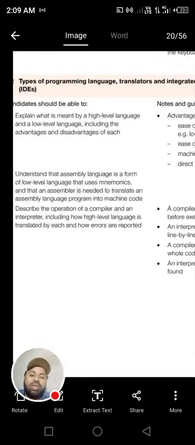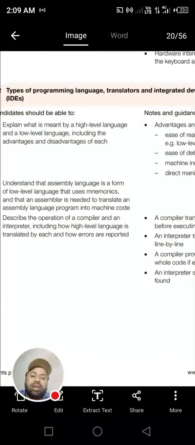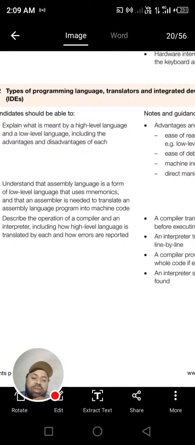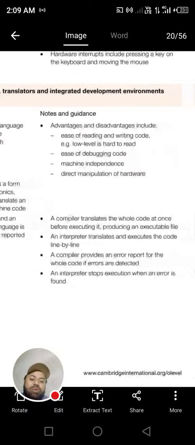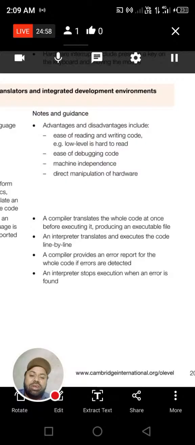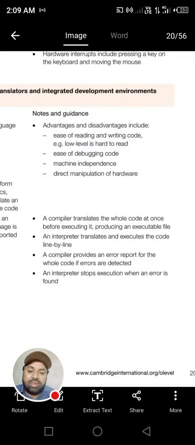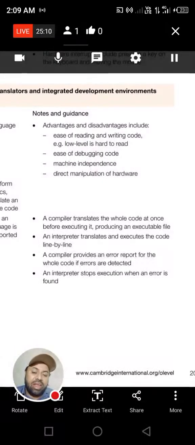Okay, and then describe the operation of a compiler and interpreter, including how high-level language is translated by each and how errors are reported. A compiler translates the whole code at once before executing it, producing an executable file. When we talk about a compiler, this is a C compiler and some other compilers in different languages. It translates the whole code before it executes, not one by one like an interpreter.